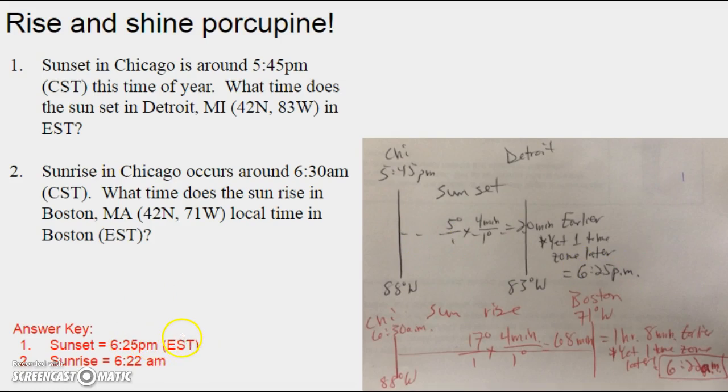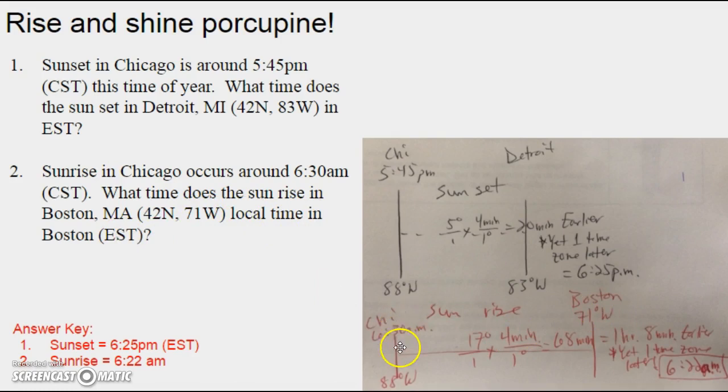Sunrise in Chicago occurs around 6:30 a.m. Central Standard Time. What time does the sun rise in Boston, Massachusetts? That is 42 north, 71 west. Local time, Eastern Standard Time.